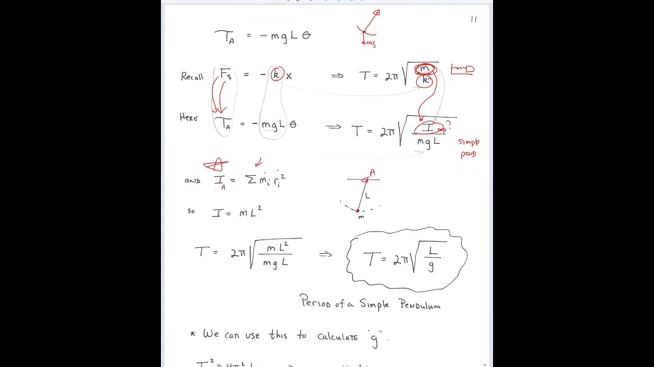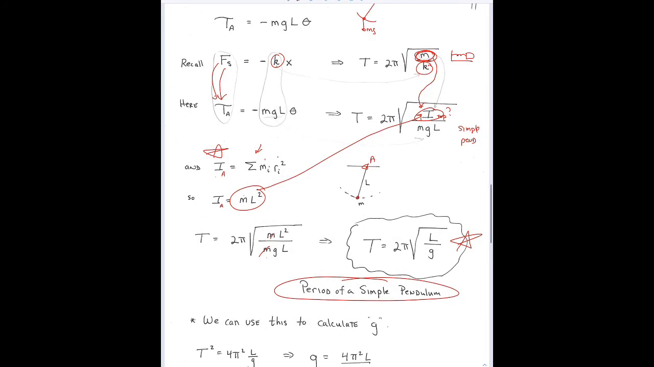So the moment of inertia about axis A is ml squared. So that's what I get to put right there in the numerator. Okay, I put ml squared. And on the bottom I have mgl. So the masses drop out, and I wind up with the period for a simple pendulum.